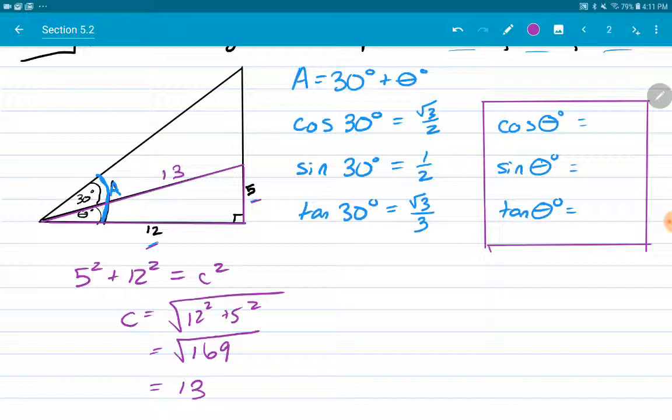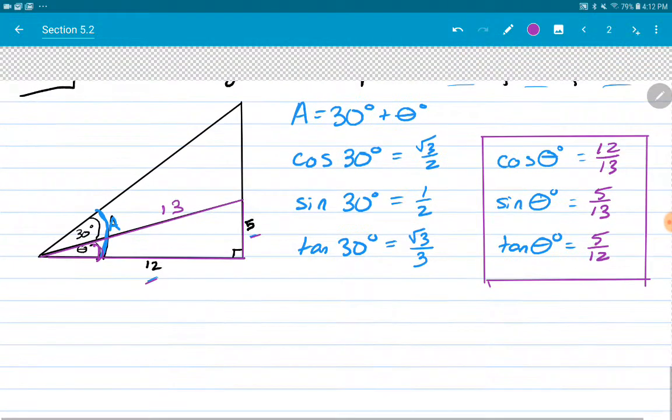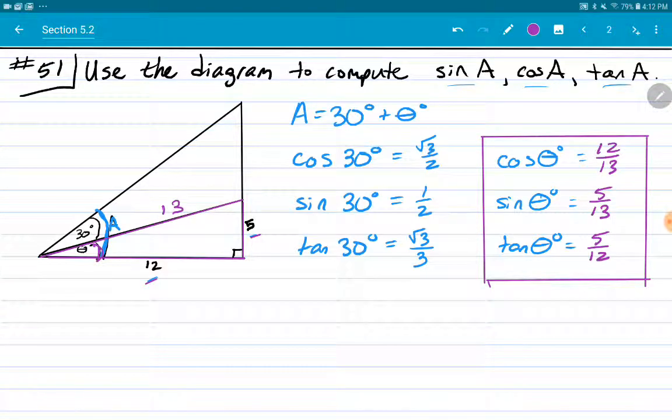So cosine of theta, here's our theta. Cosine is adjacent over hypotenuse, so that's 12 over 13. Sine is going to be 5 over 13. And tangent is opposite over adjacent, so that's 5 over 12. I'm sorry, I said adjacent over opposite at first, but it's opposite over adjacent, tangent. TOA, right? Okay, so now I have all the information I need to use those identities given in 5.2 to find sine of A, cosine of A, and tangent of A.